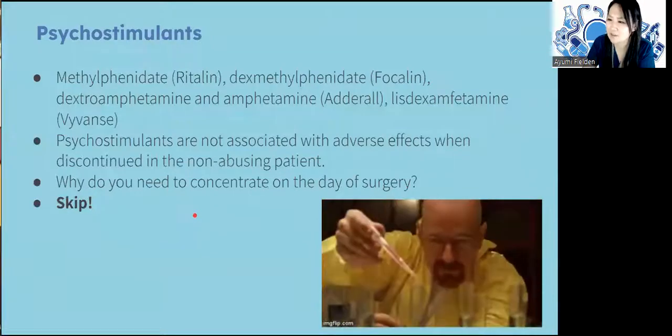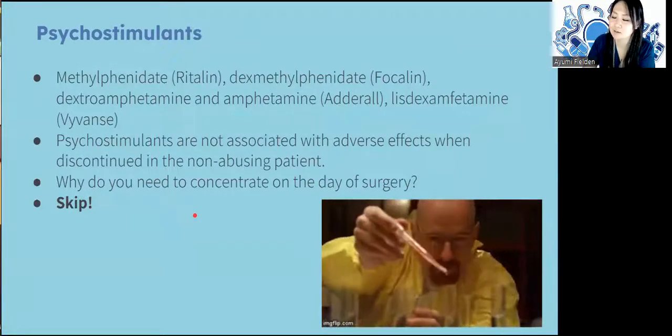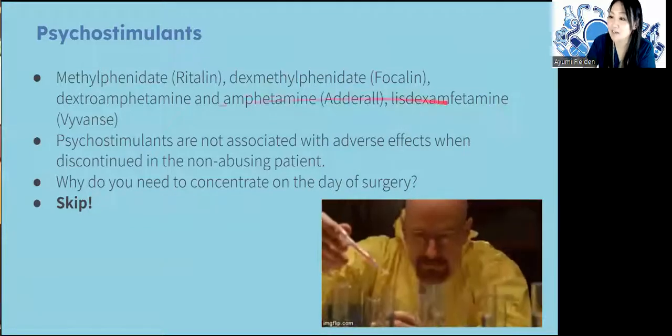What about psychostimulants like your Adderall or Ritalin? And what about those psychostimulants, ADHD medications?